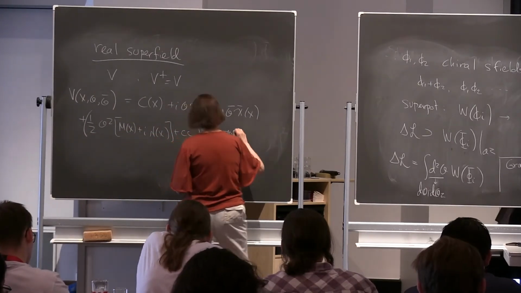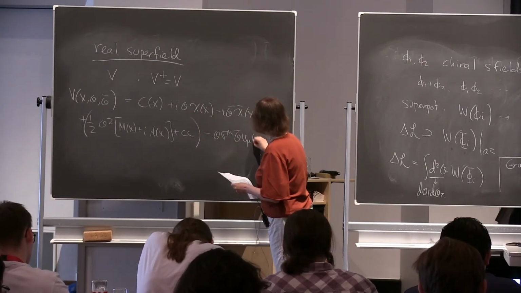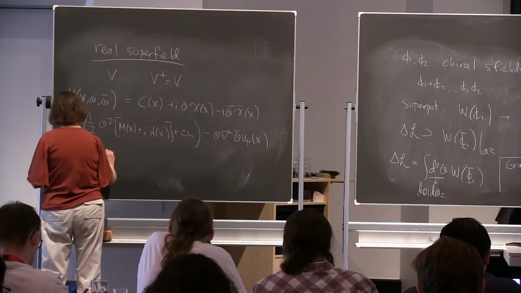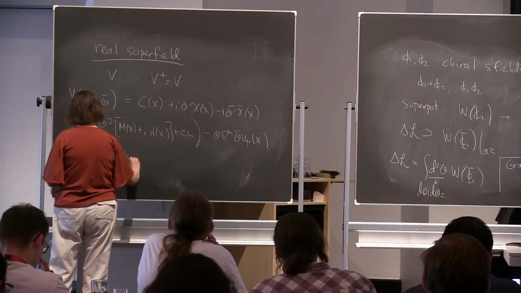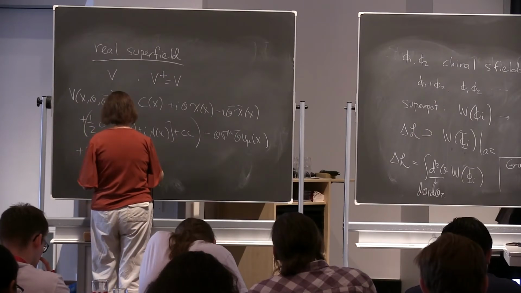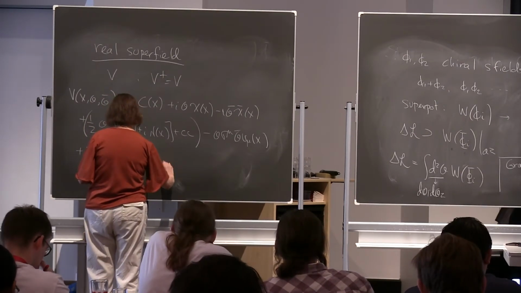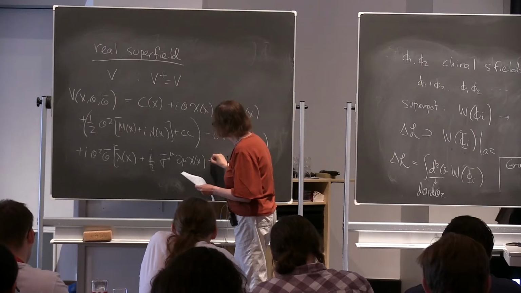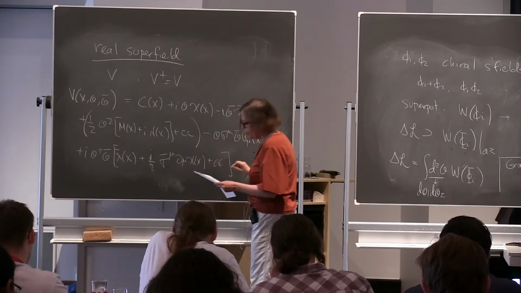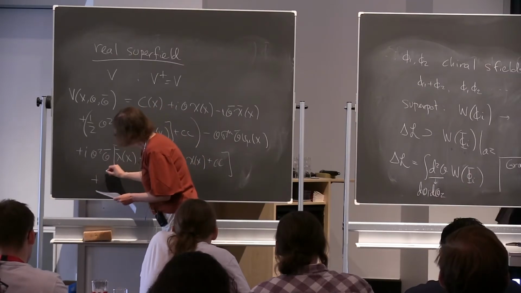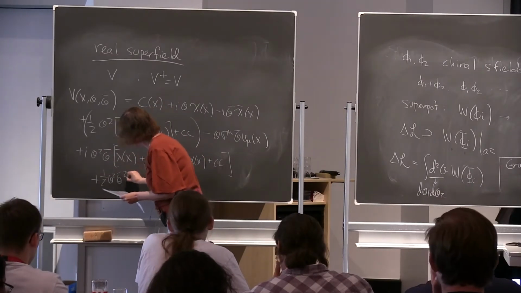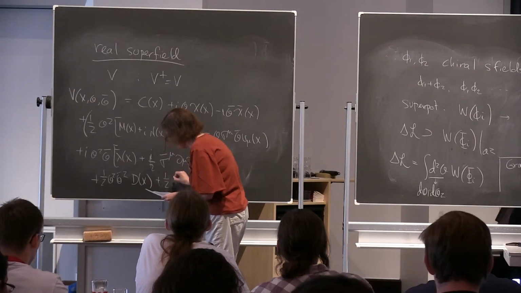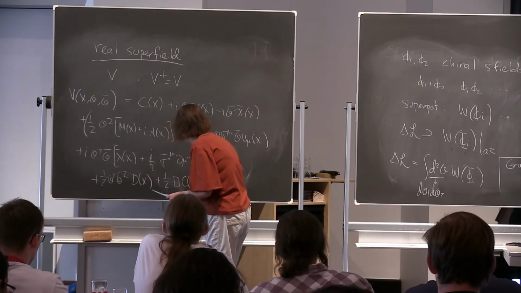minus theta sigma mu theta bar v mu of x plus i theta squared theta bar lambda bar of x plus (1 plus i over 2) sigma bar mu d mu chi of x plus the complex conjugate, and finally we have 1/2 theta squared theta bar squared d of x plus 1/2 box c of x.